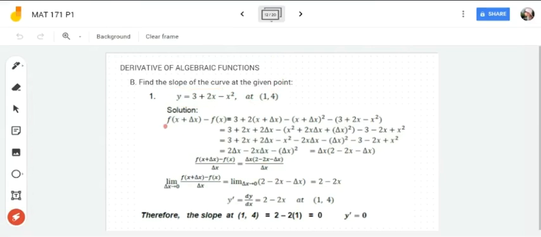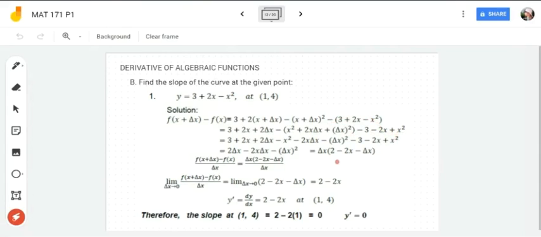So first, let's go to our three-step rule. Let's get the function of x plus delta x minus the function of x. So getting the function of x plus delta x, that will become 3 plus 2(x plus delta x) minus (x plus delta x) squared, minus the function of x, which is 3 plus 2x minus x squared. Okay, so simplifying this, this will become 3 plus, distribute this, 2x plus 2 delta x minus the square of this, which is x squared plus 2x delta x plus delta x squared, minus 3 minus 2x and then plus x squared.